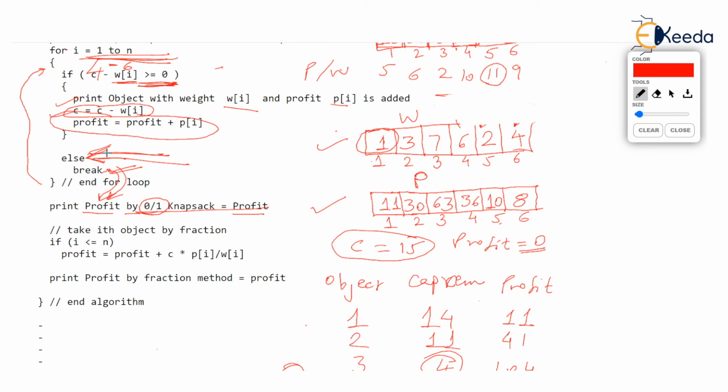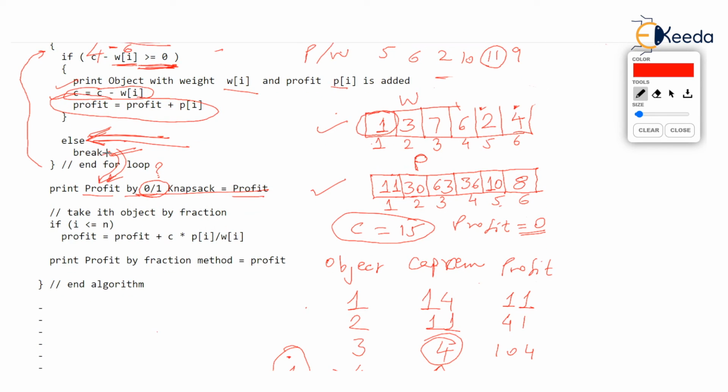Now what's this word 0 1 knapsack? This is so simple. When you say that the knapsack is 0 by 1, it means you are either taking an object or you are leaving an object, but you are not breaking an object into pieces. That is fraction, and you are not adding a fraction of the object. So you have taken the first, second, and third object, but the fourth object was weighing 6 kg and the capacity remaining was 4. So you have simply left this object, you have not added it.